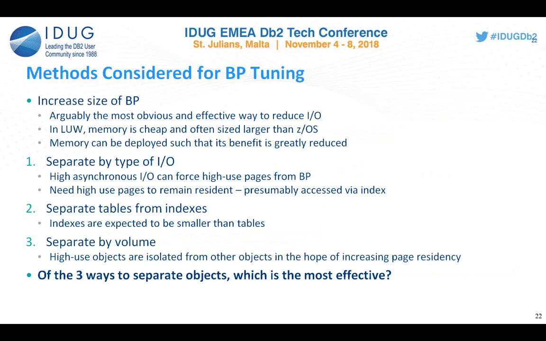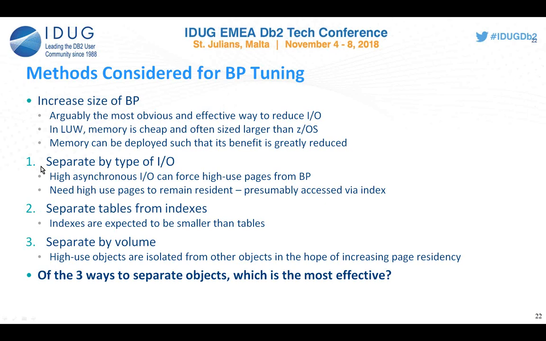So the method we have for improving buffer pool tuning is arguably always to increase the size of the buffer pool. That's great until your AIX or your other system admin comes by and says you can't have any more memory. Always check with them prior to allocating memory to DB2. If you don't, they will get even and you will not like it. In LUW, memory is sized much larger than it was on z/OS, and memory can be deployed such that its benefit is greatly reduced if we don't do it correctly.